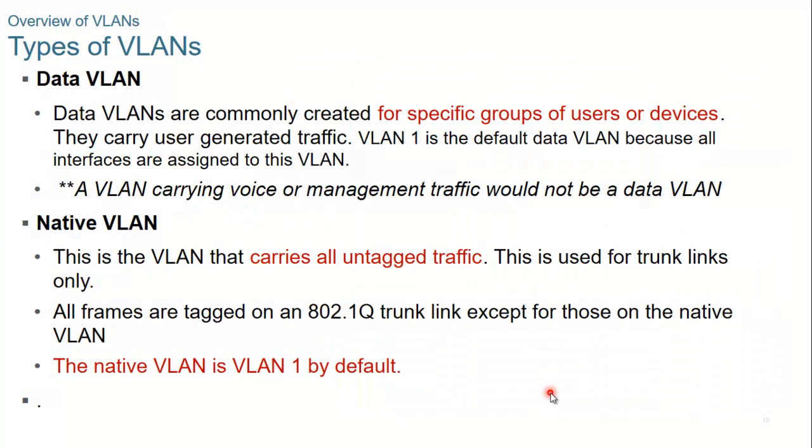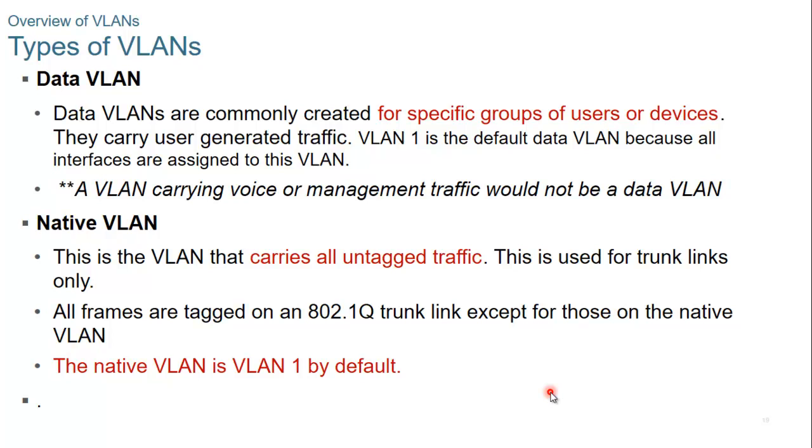Data VLANs are commonly created for specific groups of users or devices. They carry user-generated traffic, and VLAN 1 is the default data VLAN because all the interfaces are assigned to this VLAN. A VLAN carrying voice or management traffic would not be a data VLAN. That will be a voice VLAN, and we will look at that in a little bit.